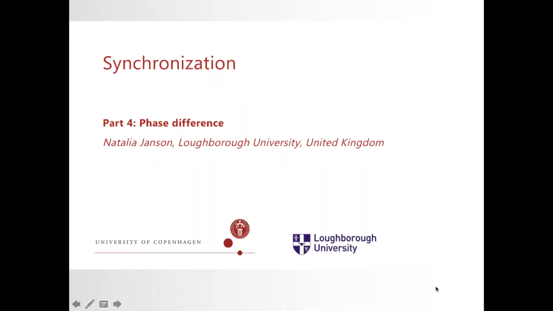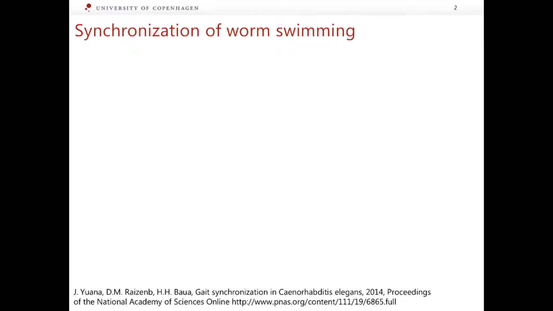Part 4, Phase Difference. To remind you, synchronization of periodic oscillations means that as a result of interaction, the timescales of coupled systems do not simply change, but are rather adjusted in a special manner. Namely, the timescales become either equal or rationally related. This means that their ratio is equal to the ratio of integer numbers. However, there is more subtlety in how synchronization manifests itself in real situations.